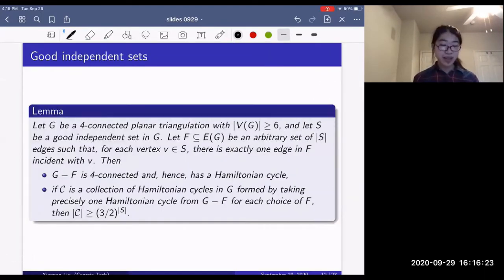So this lemma states that G minus F, where S is a good independent set, and let F be an edge set of size |S| such that G minus F is 4-connected. After the calculation, we know that if C is a collection of Hamiltonian cycles in G, then we have at least 3/2 Hamiltonian cycles here. So now our goal is to find such a good independent set.